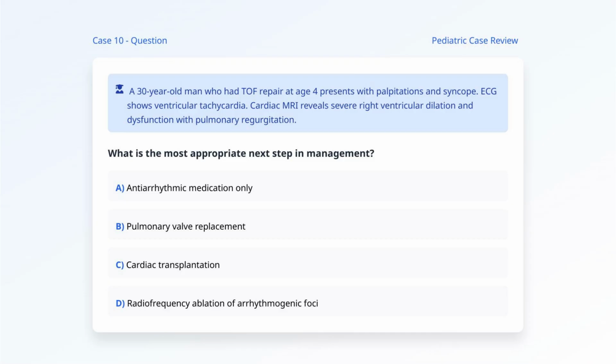Our 10th case involves a 30-year-old man who had TOF repair at age 4 presenting with palpitations and syncope. ECG shows ventricular tachycardia. Cardiac MRI reveals severe right ventricular dilation and dysfunction with pulmonary regurgitation. What is the most appropriate next step in management? Is it A. Antiarrhythmic medication only, B. Pulmonary valve replacement, C. Cardiac transplantation, or D. Radiofrequency ablation of arrhythmogenic foci?